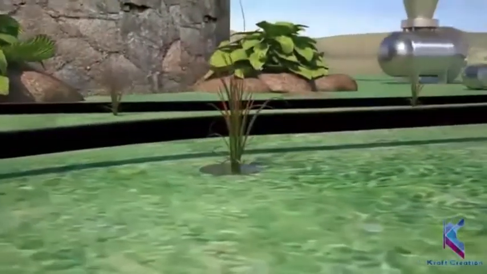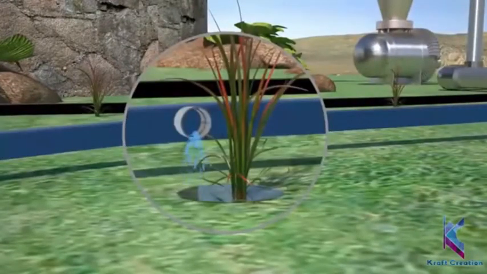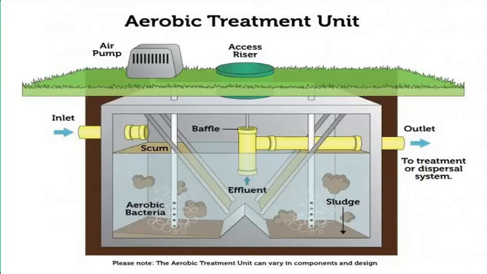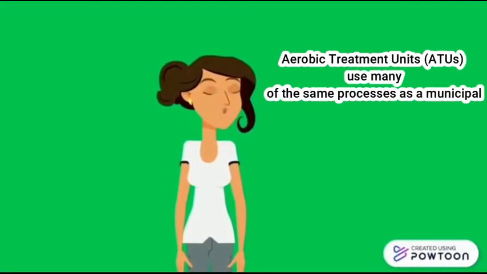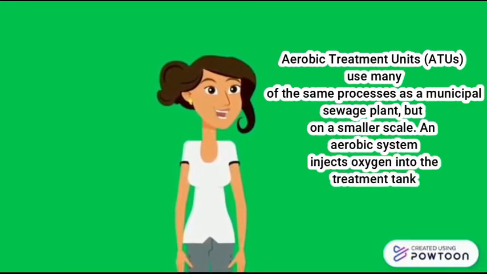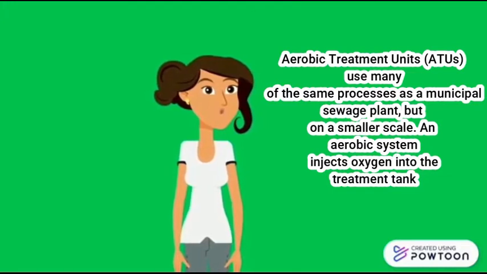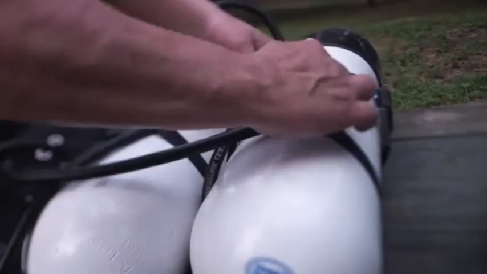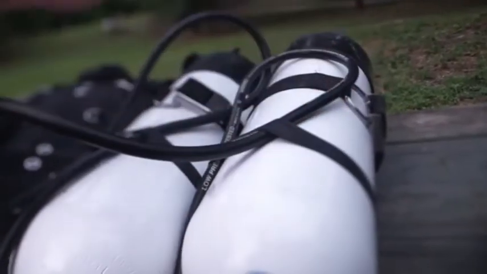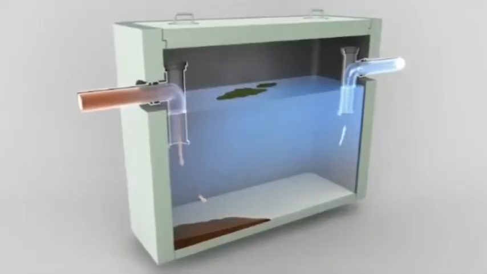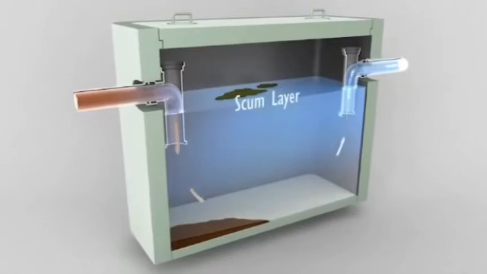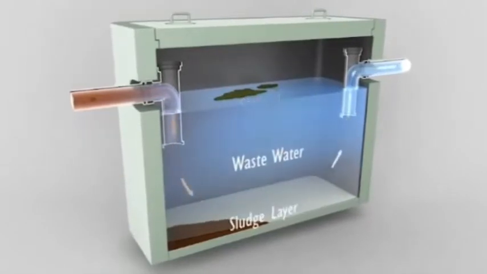The system can also have automatic, manual, and continuous field. Next is aerobic treatment unit. Aerobic treatment units use many of the same processes as a municipal sewage plant, but on a smaller scale. An aerobic system injects oxygen into the treatment tank. The additional oxygen increases natural bacterial activity within the system that then provides additional treatment for nutrients in the effluent.